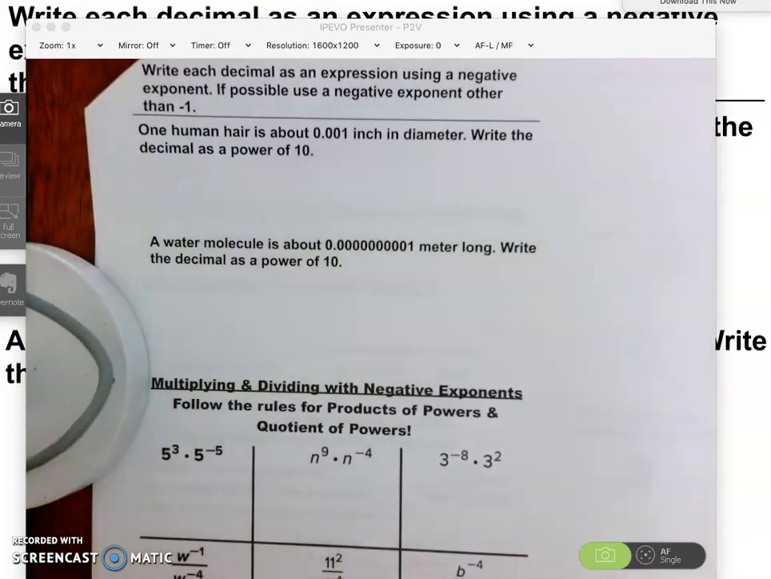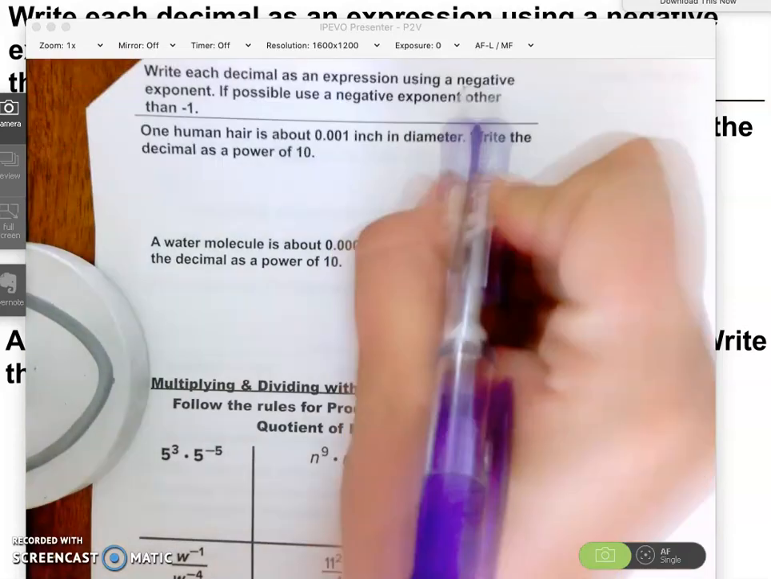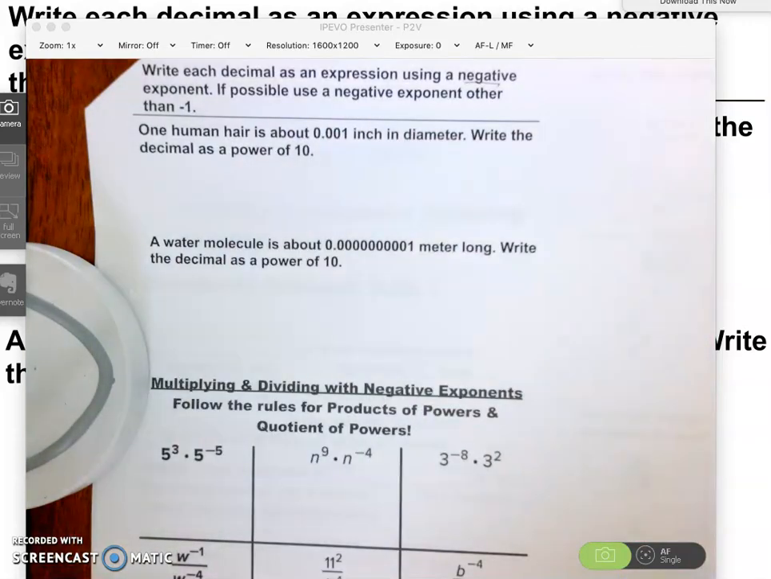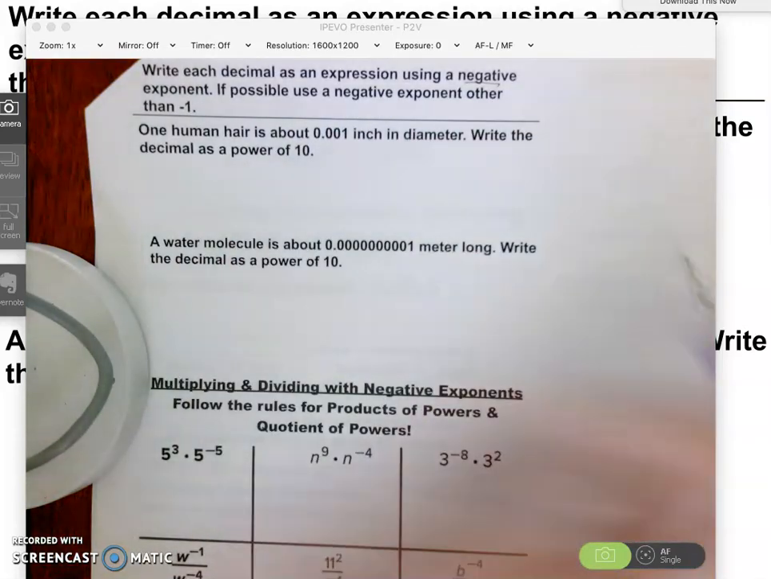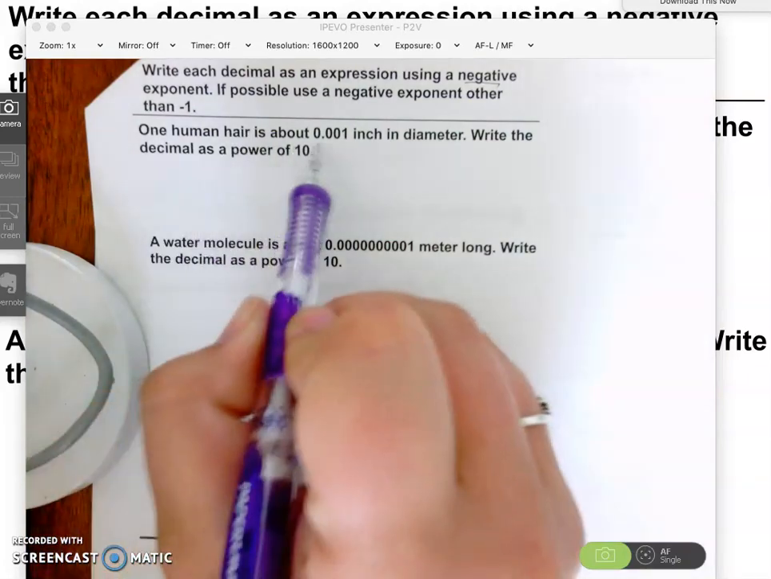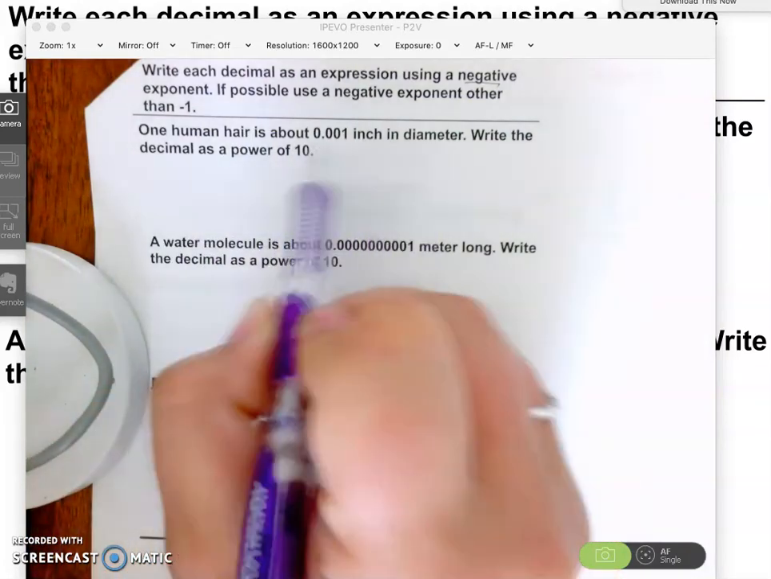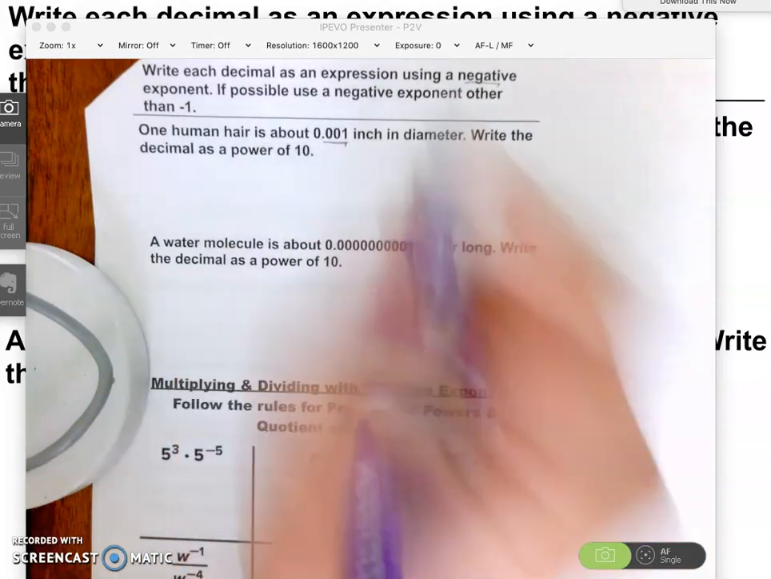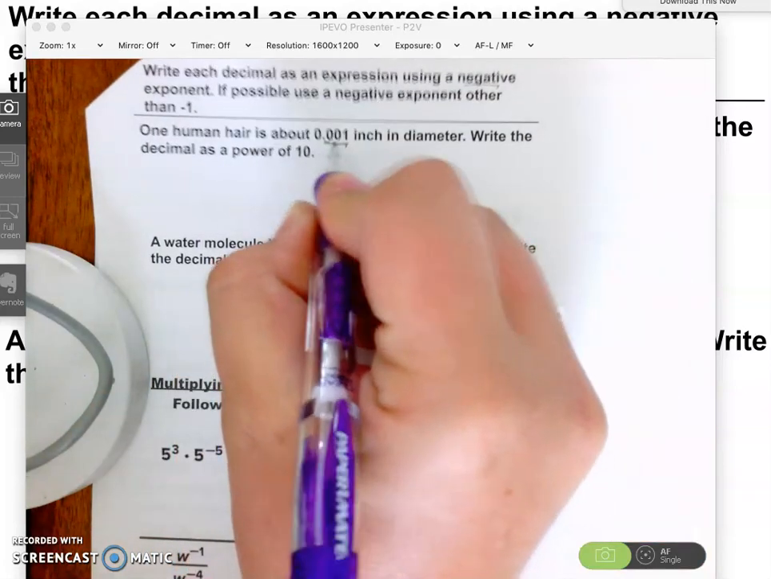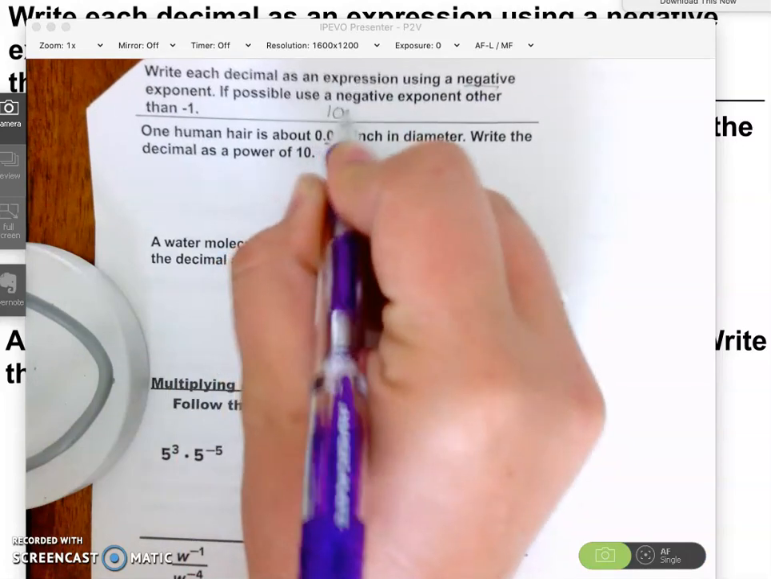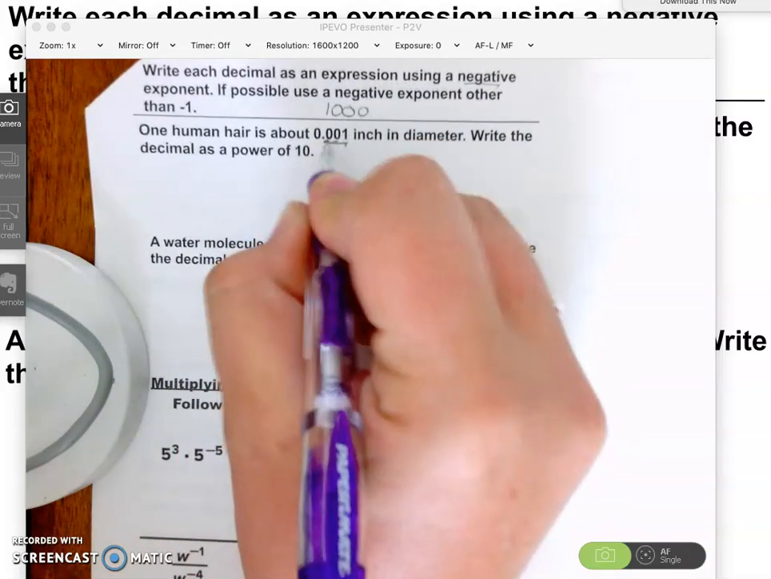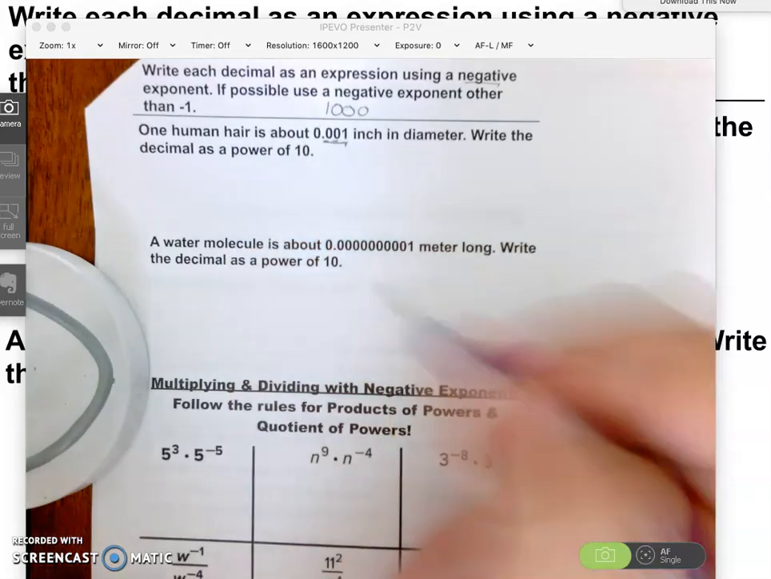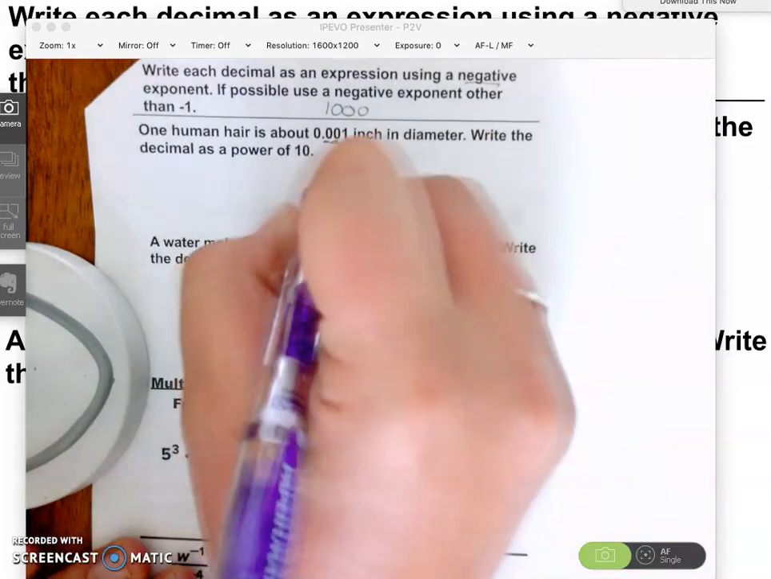Alright, the next thing we're going to do is write each decimal as an expression using a negative exponent. If possible, use a negative exponent other than negative 1. So first thing, 1 here is about 0.001 inch in diameter. And how do we say this? Remember, this is our thousandths place. Thinking of how many zeros we have in 1,000. We have 3 zeros, 1, 2, 3 places. So this is 1/1000th of an inch.